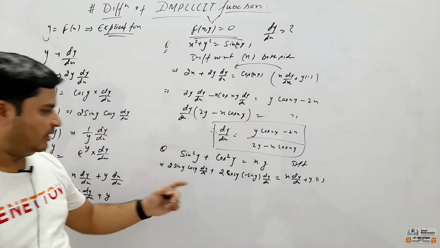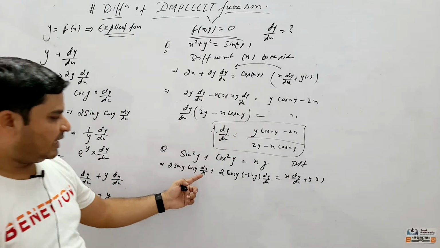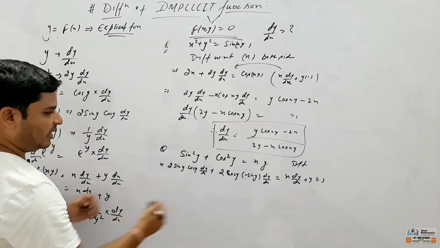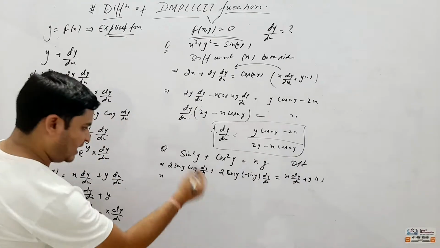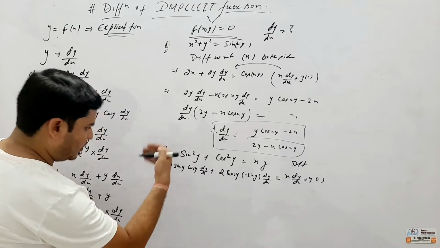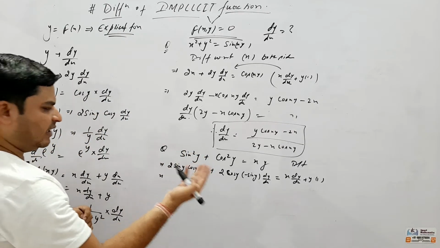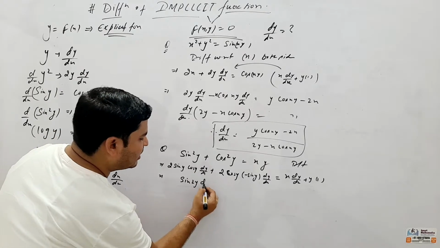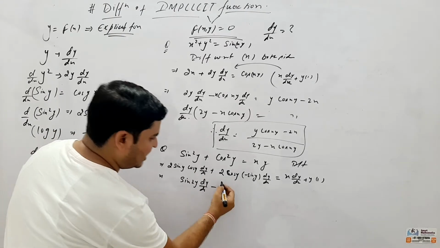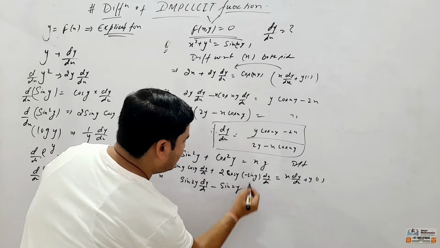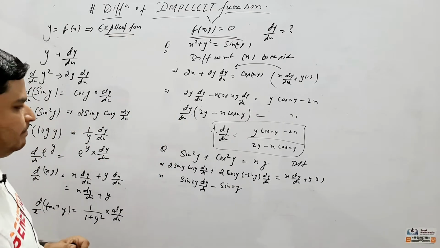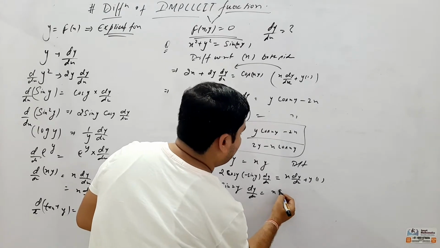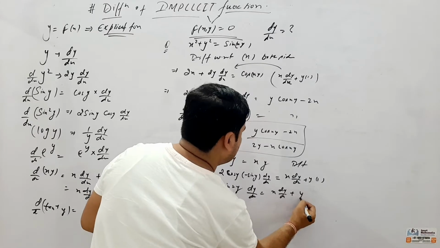Now let us see, there are 3 terms where dy by dx exists. So in the next step, let us simplify the function and then we will equate. We must apply the formula somewhere if it exists, like 2 sin y cos y written as sin 2y dy by dx minus again sin 2y dy by dx equal to x dy by dx plus y.